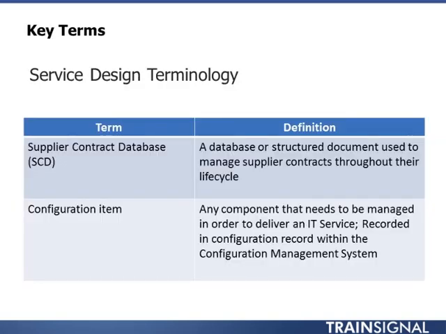So let's do some basic review. We just talked about the supplier contract database. It's a database or structured document used to manage supplier contracts throughout the life cycle. A configuration item is any component that needs to be managed in order to deliver an IT service. It is recorded in the configuration record within the configuration management system, and we'll talk a great deal about configuration items when we get to service asset configuration management in service transition.